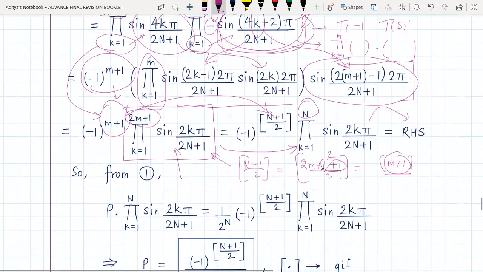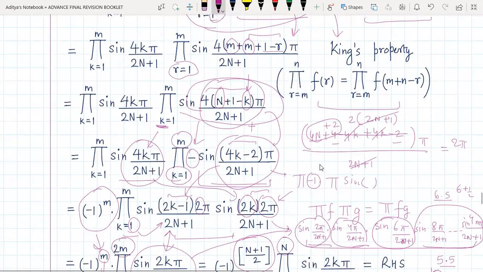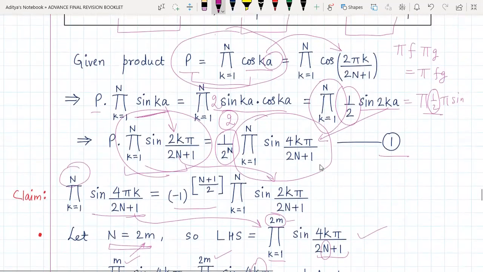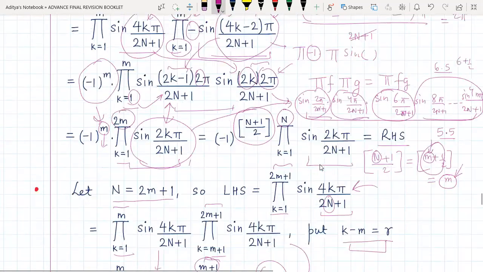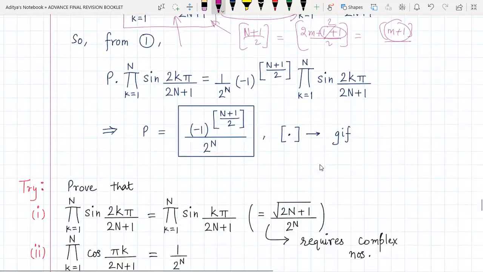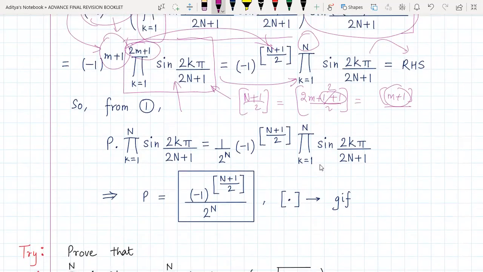So from the equation number 1 that we initially had in the very beginning, this one, we are going to replace this quantity by this quantity. Doing that helps us to get the final answer, as you can easily observe. So this has been replaced by what we have proved just now. So clearly this and this get cancelled, and the final answer we get is p is equal to minus 1 to the power greatest integer of n plus 1 by 2, upon 2 power n.